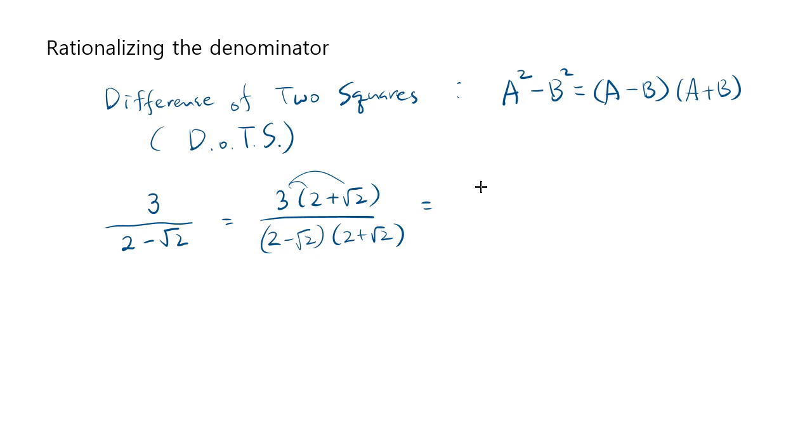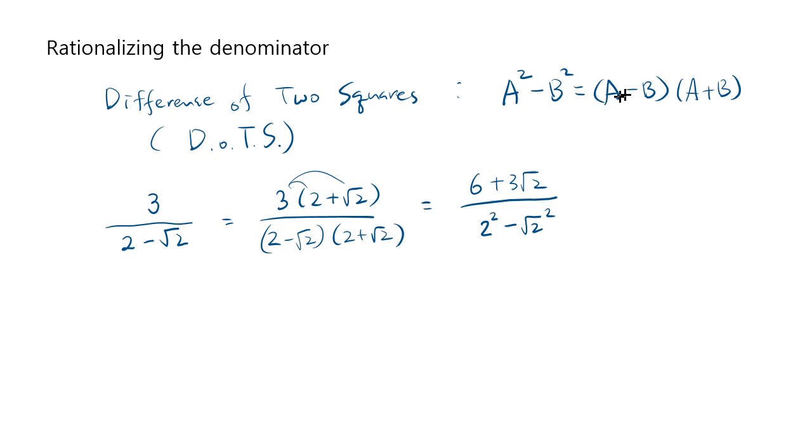And these multiply, you get 6 plus 3 radical 2. 2 times 2 is 4. Square root of 2 times square root of 2 is 2. Oh, I should really do the following. Let's apply this formula. So it says square the first minus square the second. Okay, that's what the dots formula says.